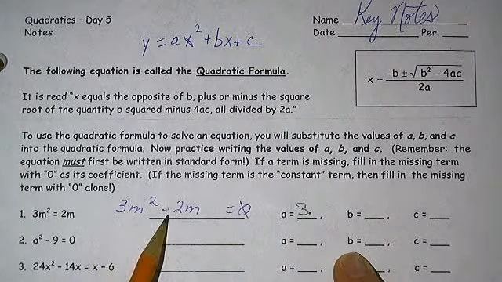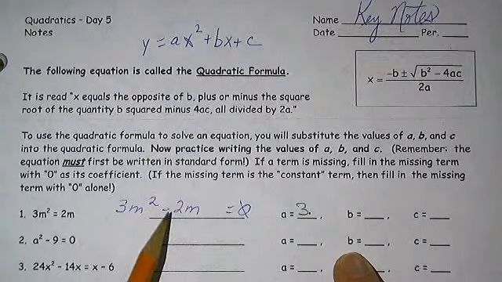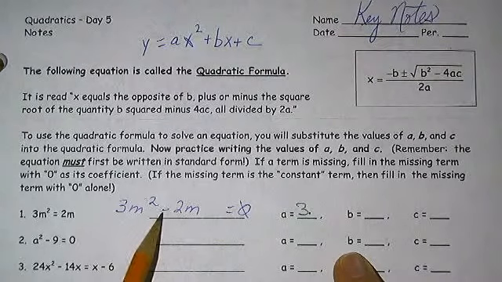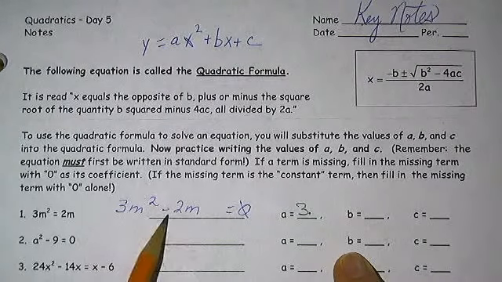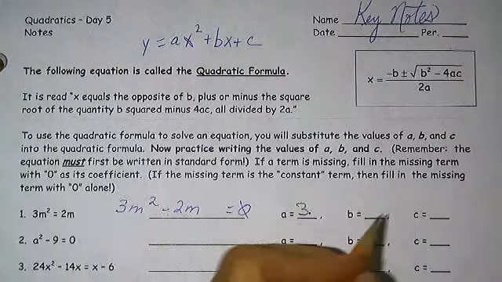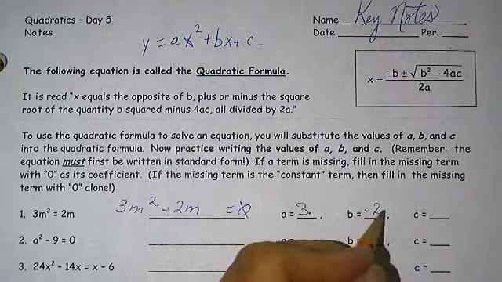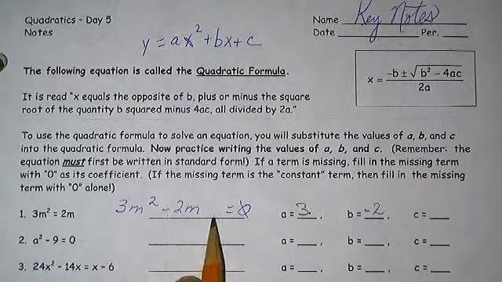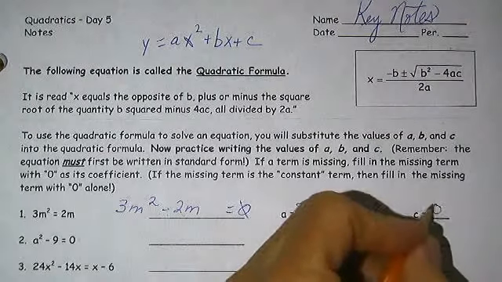B equals what, Maria? Are you sure? Negative 2. Perfect. And C equals, Ernesto? 0. Perfect. C equals 0.